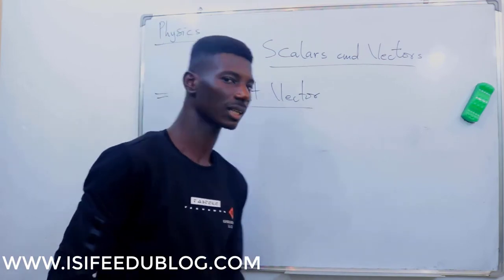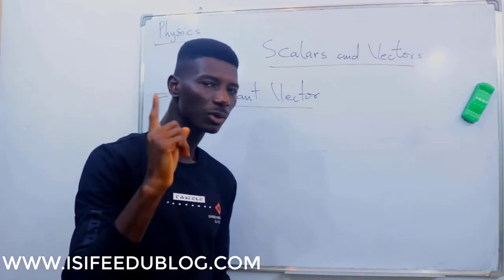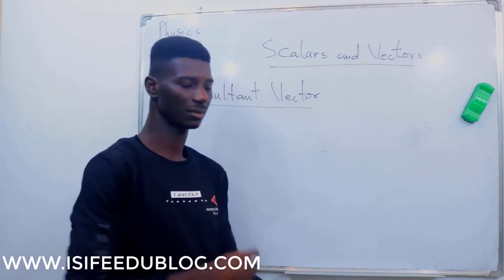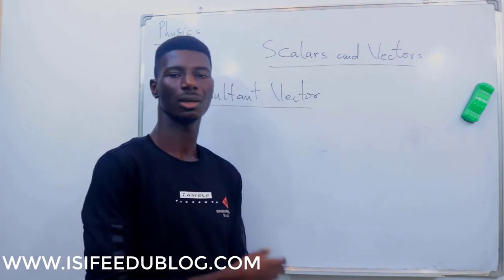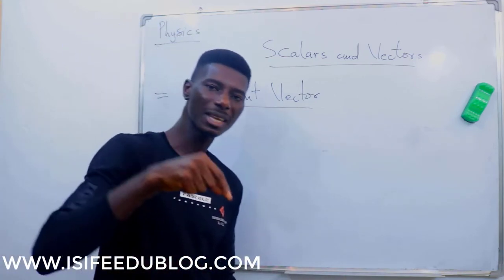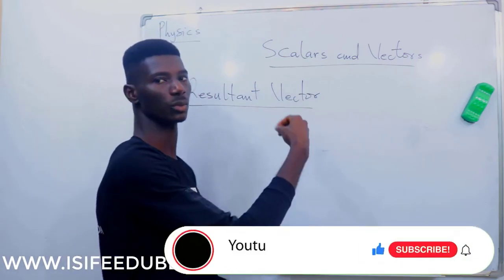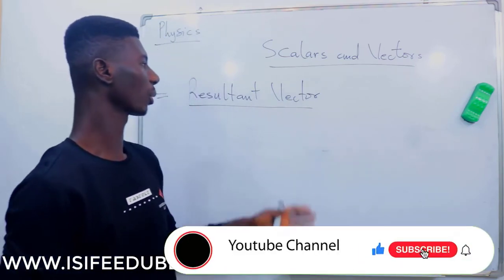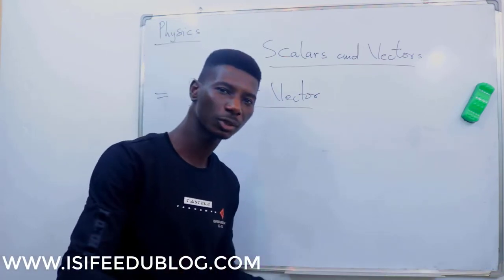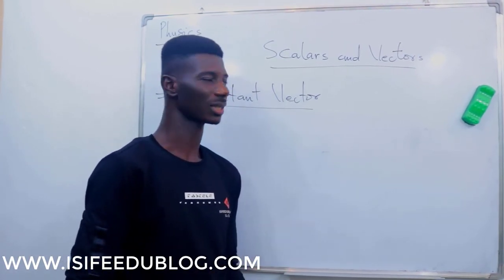What is a resultant vector? By definition, a resultant vector is that single vector. It can be any vector here. The vector can be velocity, force, or any type of acceleration. That single vector will have the same effect, both in magnitude and direction, as the original vectors acting together, or you can say as more than one vector acting together.